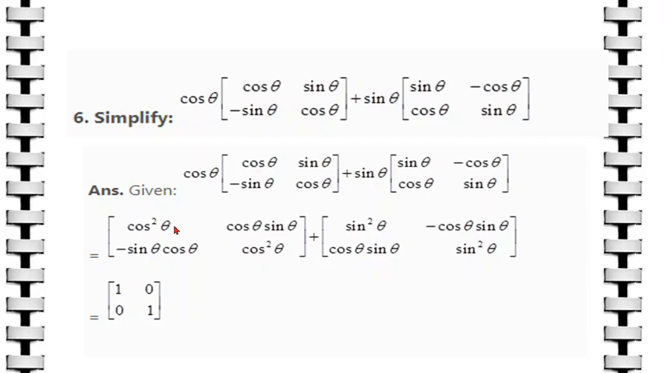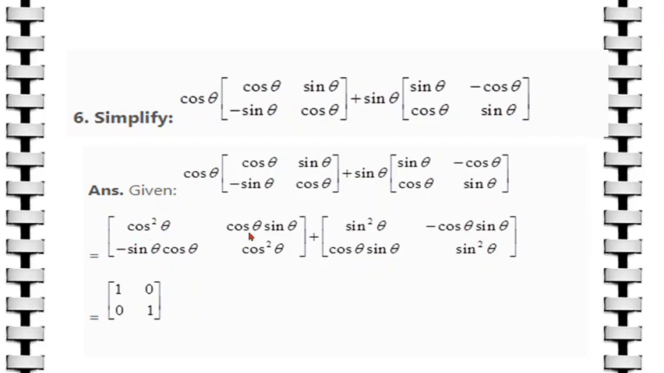Cos into cos, cos square; cos into sine, cos sine; cos into minus sine, minus sine cos; and cos into cos, cos square. Plus sine will be multiplied with all the elements here. Now after that we have to add these two matrices.